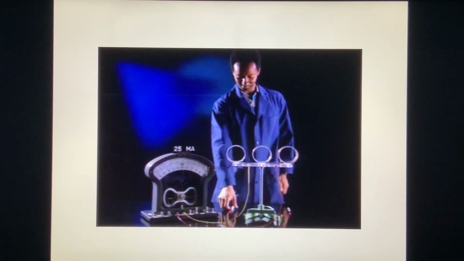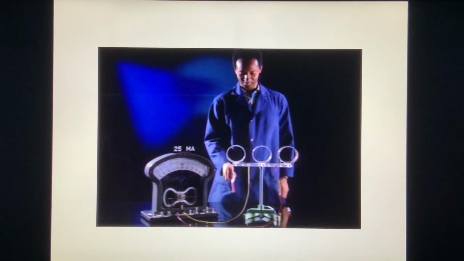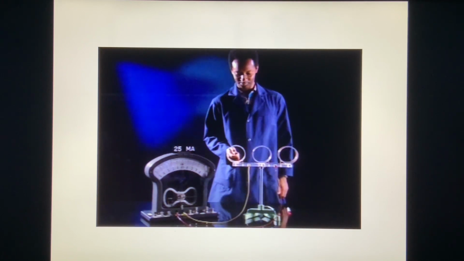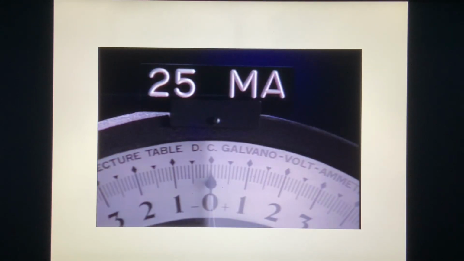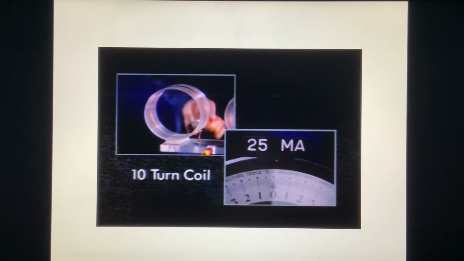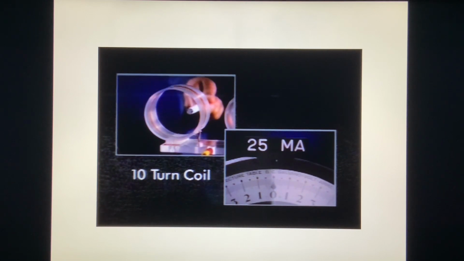These wire coils and this bar magnet will be used to show electromagnetic induction. The three coils are wired in series to this galvanometer so that current in any one coil will deflect the meter. Here is a single bar magnet pushed slowly into a 10-turn coil, south end first.